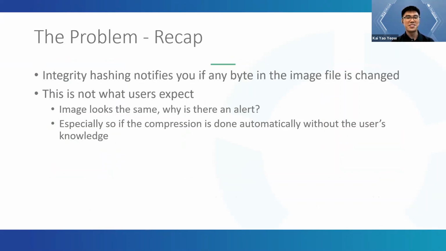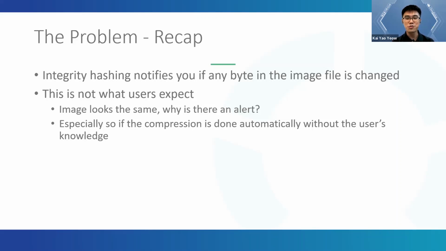Just to recap, integrity hashing notifies you if anything in the image file has changed. With the current method, any single byte that has changed means the image file is considered changed, so it will send an alert, and this is not what users expect. When they look at the image, it's the same.